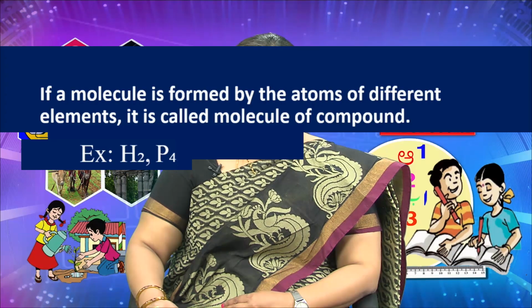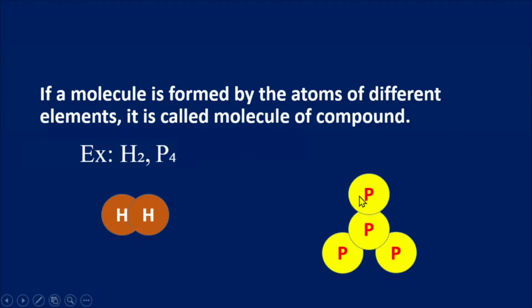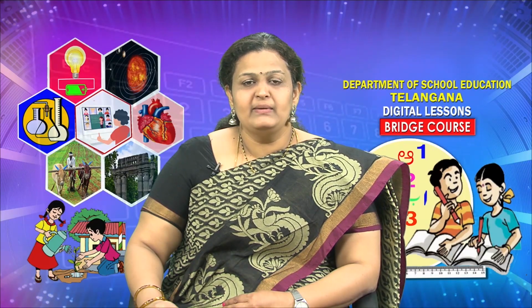Okay children? Similarly, if you take the phosphorus atoms, 4 phosphorus atoms combine to form the P4 molecule, the phosphorus molecule. Okay children, these are called as molecules of elements because this molecule is altogether made up of the same element, hydrogen and hydrogen. This molecule of phosphorus is made up of only phosphorus atoms. So therefore these are called as molecule of element. What do we call it if the atoms are different? Let us see that children.